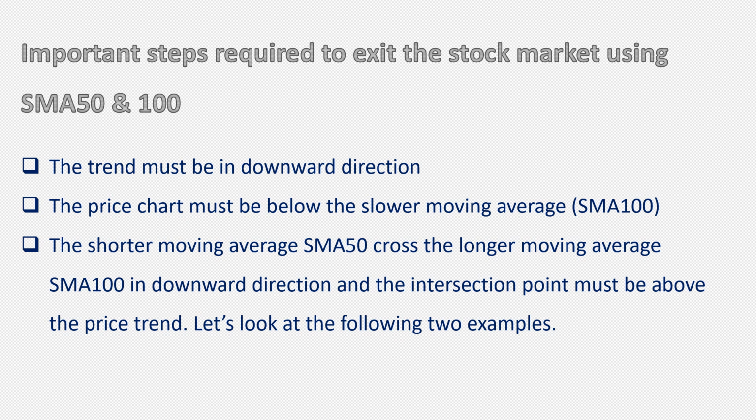Important steps required to exit the stock market using SMA 50 and 100. First, the trend must be in downward direction. Second, the price chart must be below the slower moving average SMA 100. And finally, the shorter moving average SMA 50 crosses the longer moving average SMA 100 in downward direction, and the intersection point must be above the price trend. Let's look at the following two examples.